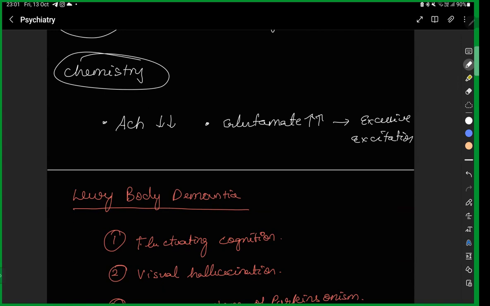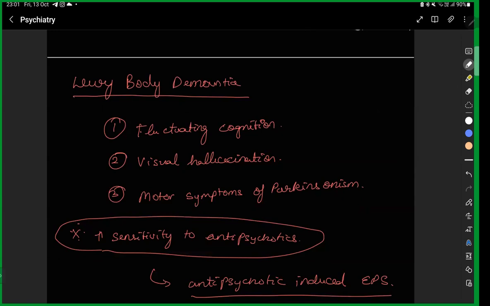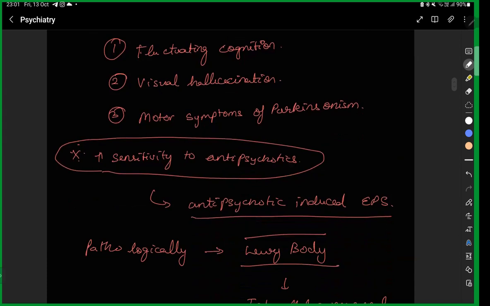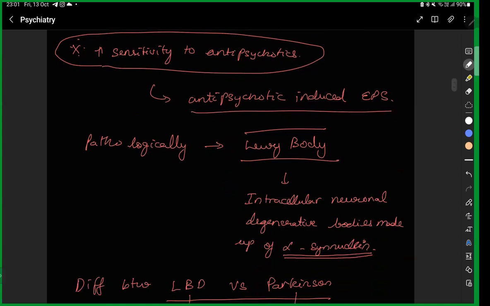What is this Lewy body dementia? You are going to have fluctuating cognition, visual hallucinations, and motor symptoms that look like Parkinsonism, like tremor, rigidity, bradykinesia, and they have increased sensitivity to antipsychotics. So they have antipsychotic-induced extrapyramidal symptoms. That is the pathology behind it. You will have Lewy bodies very similar to what you see in Parkinson's. So this is nothing but intracellular neuronal degenerative bodies made of alpha-synuclein.